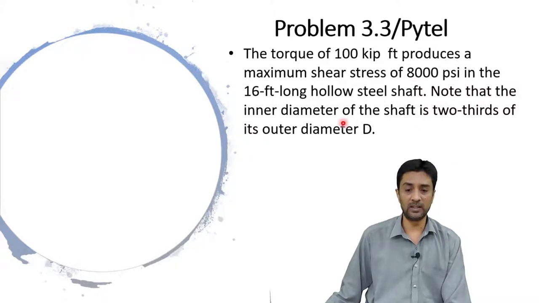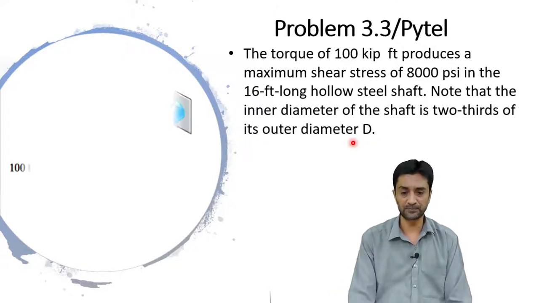So note that the inner diameter of the shaft is 2/3 of its outer diameter. So the inner diameter is 2/3. So if the outer diameter is 3 inches, the inner diameter would be 2 inches. So that is another piece of information that has been given to us.